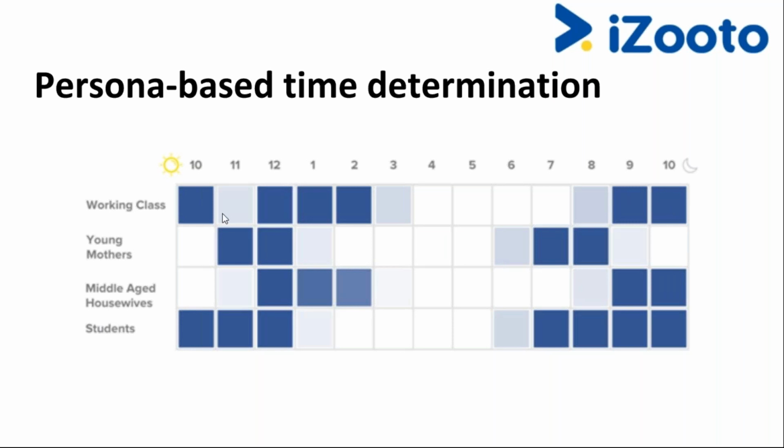Now, obviously, you would not want to push out a campaign around this time, right? Let's say 4-ish or 3-ish. You would hardly get any clicks on it because, yeah, people are busy at work. But if you are catering to, let's say, a young mother, or let's say if you're catering to a middle-aged housewife, this time still would make a bit of a sense.